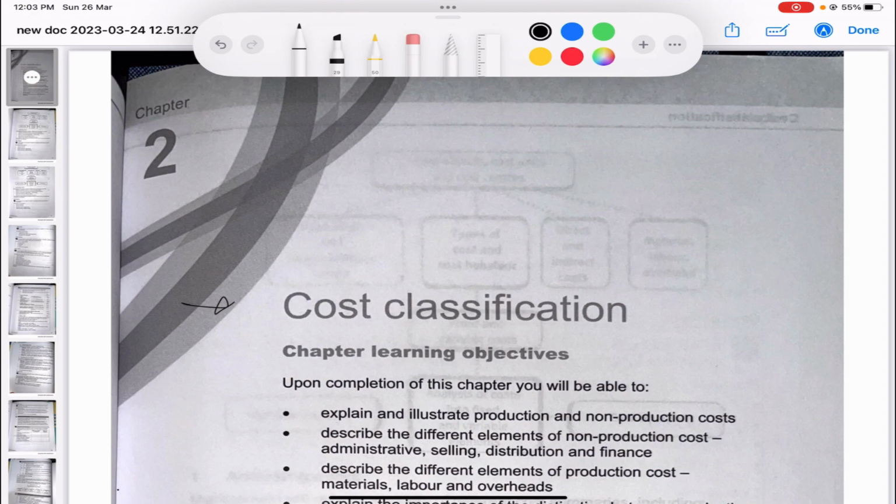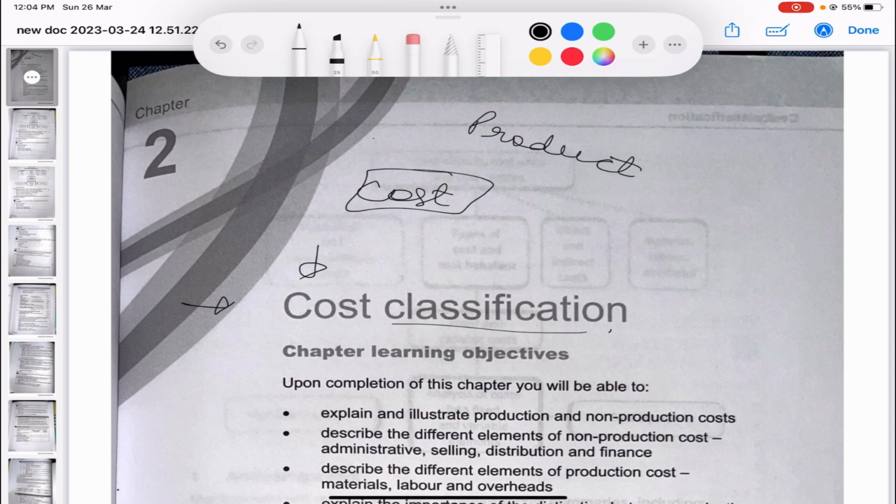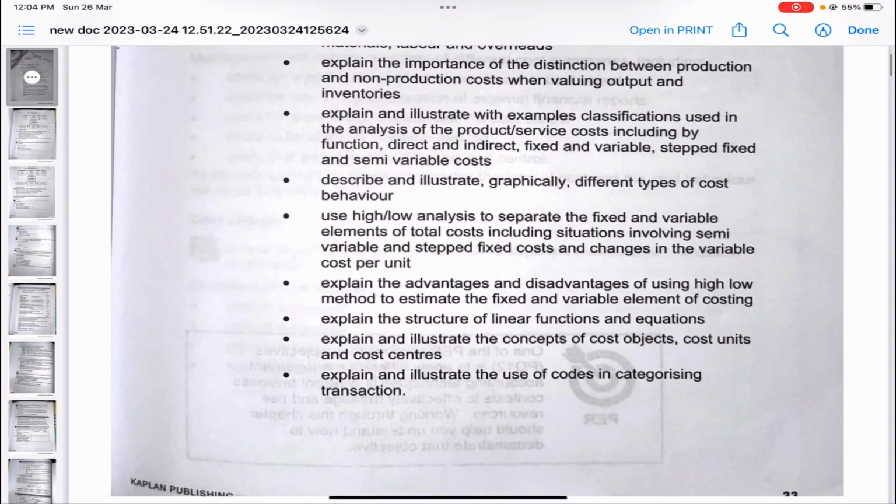So in this chapter we'll be focusing on what exactly is cost and how do we classify the cost. Now what do you mean by cost? Every business, every firm has a product or a service which it sells, right? So what is the cost of the product? How do you determine at how much money you want to sell the product in the market? That is something which we'll be looking at in this chapter.